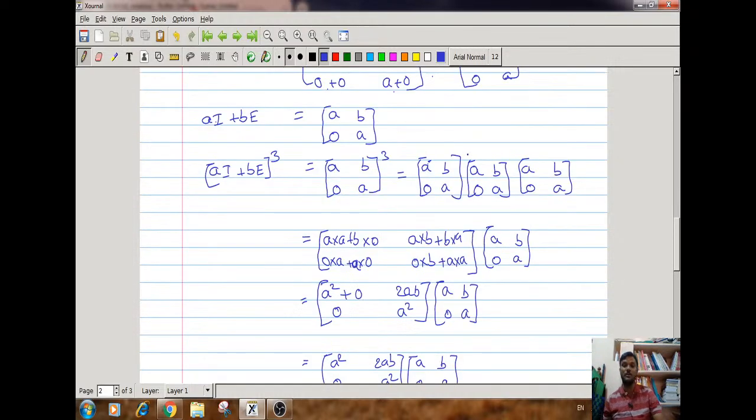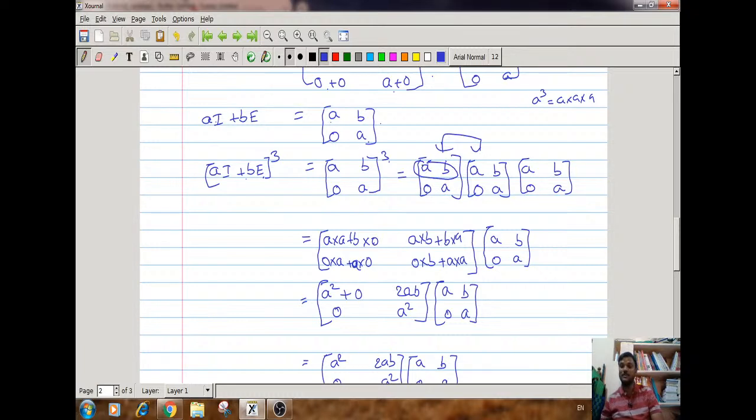So on applying this whole cube, what does it mean? If I take A cube, it means A into A into A. So here (A·I + B·E) whole cube: we got the value of A·I + B·E as [A B; 0 A]. For this I am applying cube. Cube means I multiply this matrix 3 times by itself. Firstly I am going to multiply these two matrices, so you need to know the matrix multiplication. Let me explain that. How far you know I don't know, but let me explain.